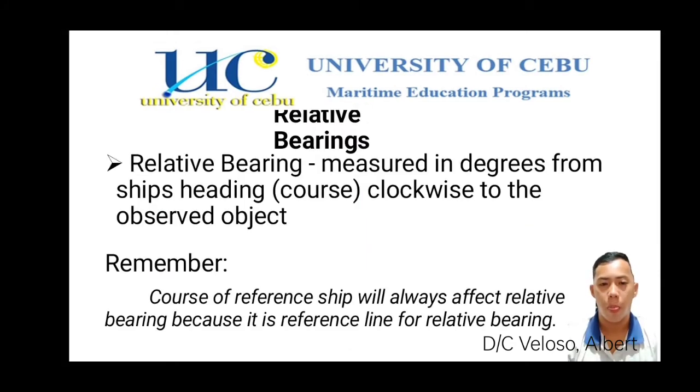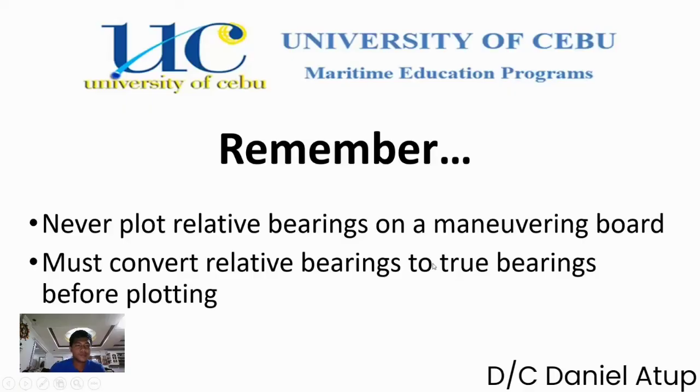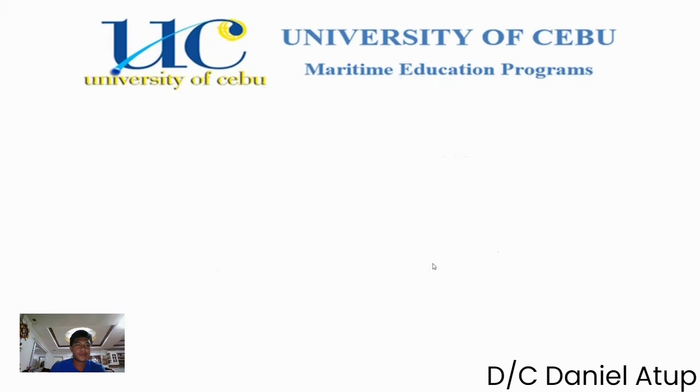Relative bearing is measured in degrees from the ship's heading or course, clockwise to the observed object. Remember that the course of the reference ship will always affect the relative bearing because it is the reference line for the relative bearing. Remember, never plot relative bearings on a maneuvering board; you must convert relative bearings to true bearings before plotting.